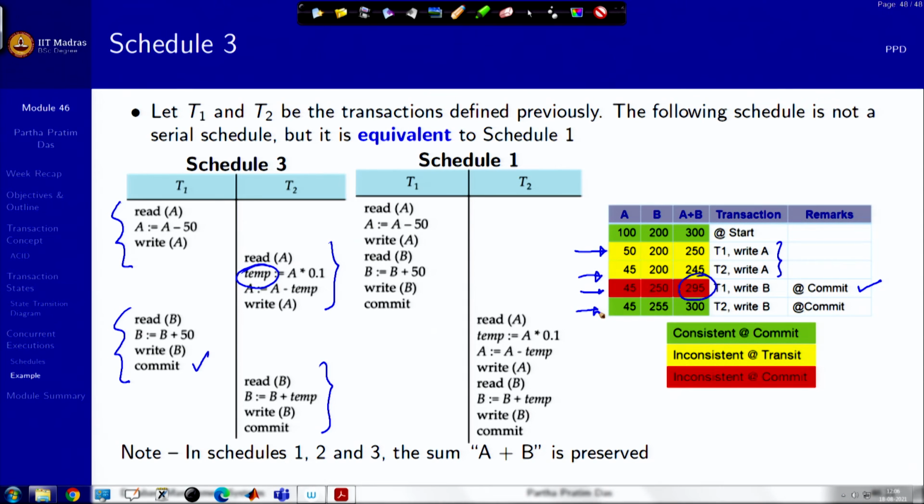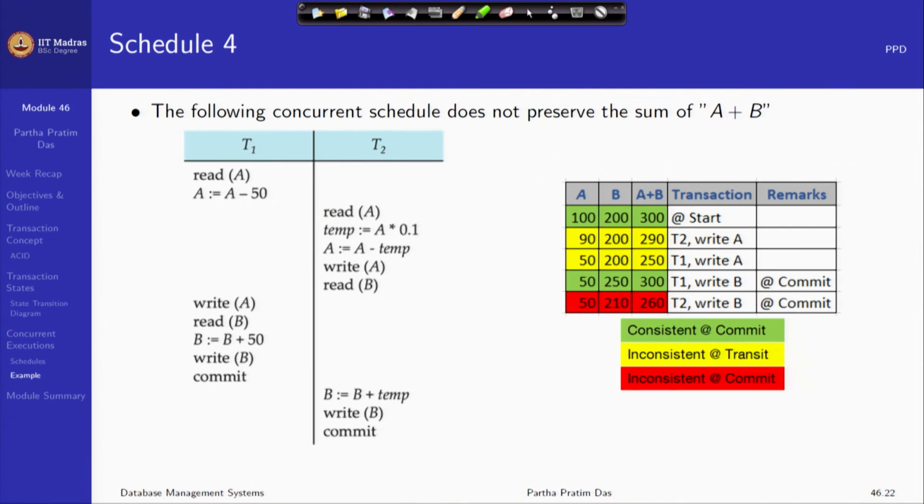So, it is possible that when you have a schedule running concurrent transactions, the database could temporarily be in an inconsistent state, even after commit, as long as you do not have an inconsistent state at the end of both transactions, you are okay with that. Because in all of these schedules 1, 2 and 3, the sum A plus B is preserved to be 300. So, this kind of a schedule 3 is called equivalent to schedule 1, because it will have the same effect in the database. So, we have seen schedules 1, 2 and 3 which are serializable, in that these concurrent schedules are equivalent to some serial schedule.